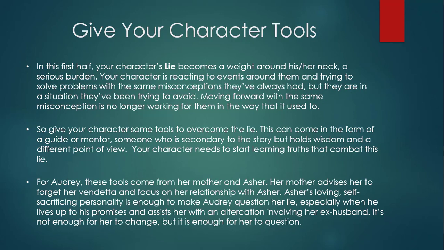So behaviors of other people, actions of other people can also be the tools that will influence your character's viewpoint and their misconception and this lie that they believe in. So it's not enough for her to change, but it's enough for her to question. And that's what we want in the first half of this second act. They're reacting and they're questioning. They're seeing glimpses of how it could be different, but they're still pursuing their main objective, which could be completely wrong for them.